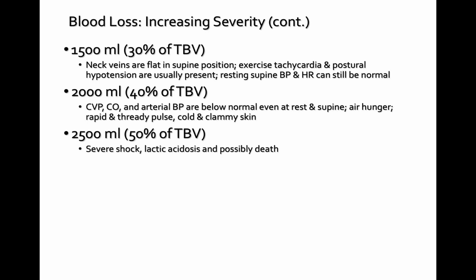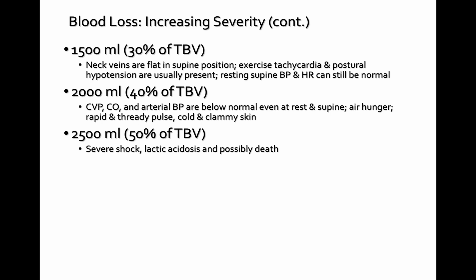15 to 30% of total blood volume. Neck veins are flat in the supine position. Now our volume is low. Exercise tachycardia and postural hypotension are usually present. And you can read the rest. 2,000 cc's would be 40% of total blood volume. These people are in air hunger at this point. We can't really sustain much more than 1,500 cc's of blood loss and not be very, very symptomatic. And they're going into shock. They have a thready pulse. Blood pressure is dropping, and I'm sure they're tachycardic. 2,500 cc's is 50% of our total blood volume. Severe shock, lactic acidosis due to the lack of oxygen in the cells, and possibly death.